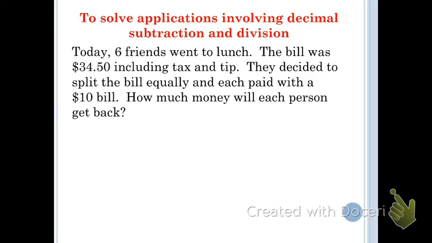Today, 6 friends went to lunch. The bill was $34.50, including tax and tip. They decided to split the bill equally and each paid with a $10 bill. How much money will each person get back?